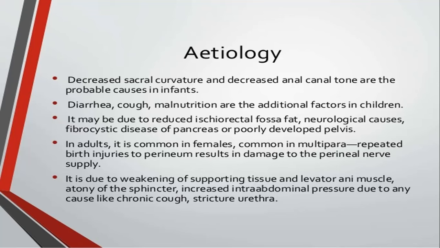So the intra-abdominal pressure can be caused not only by cough, but by stricture in the urethra. The stricture in the urethra occurs in a UTI, in urethral injuries, and with any stone which can cause a scar. A scar makes a fibrotic stricture in the urethra. It decreases the urine flow, and due to the stricture, it can increase intra-abdominal pressure. So you can link the etiology with any two: decreased sacral curvature or decreased anal canal tone, and associated factors which can create intra-abdominal pressure, or atony of the sphincter or weakening of the supporting tissue.